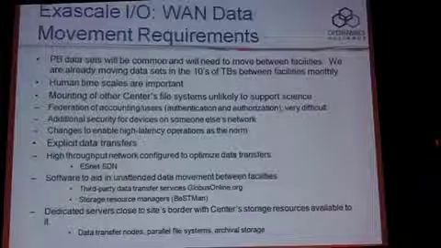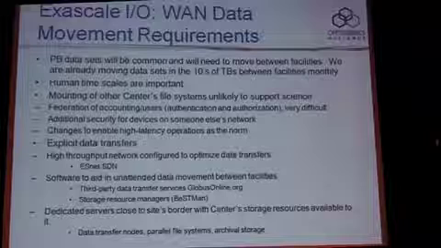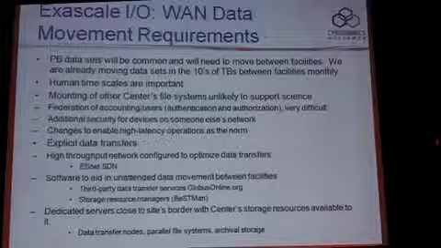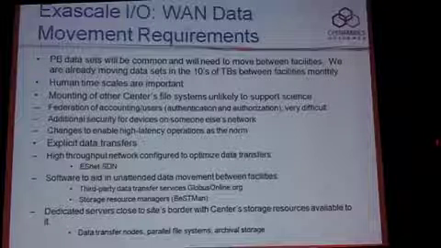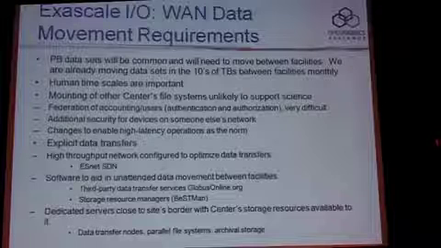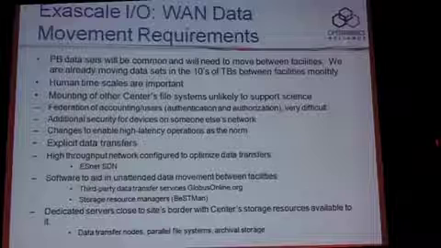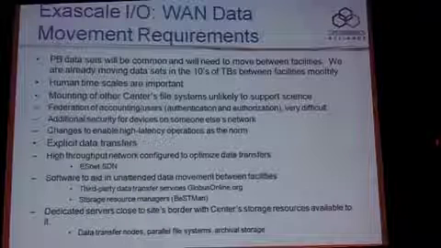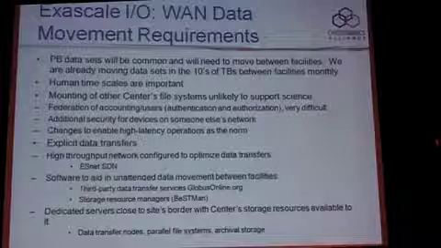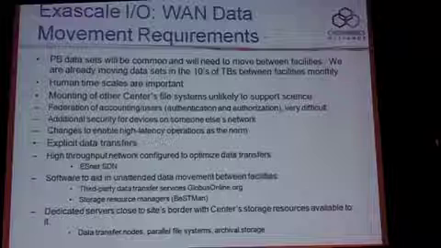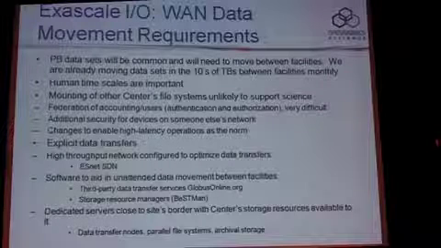So with explicit data transfers, you need a high throughput network, configured to optimize the data transfers. Today, what I'm familiar with is the Energy Sciences Network between the Office of Science facilities and DOE, and it's the SDN network. I don't know what they're talking about for the future, other than improving that, obviously.